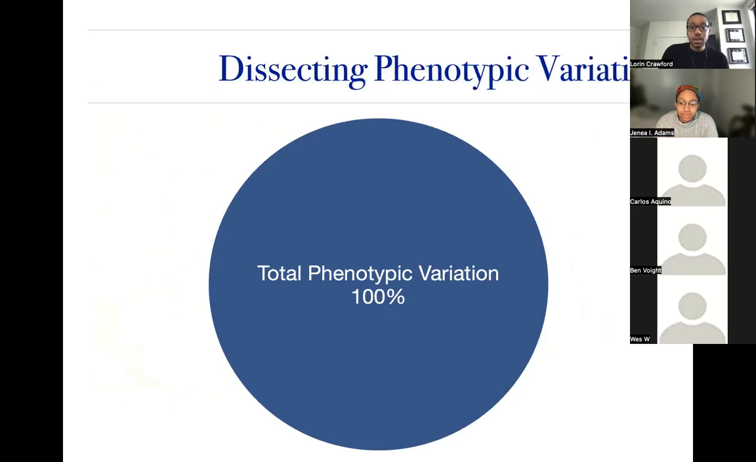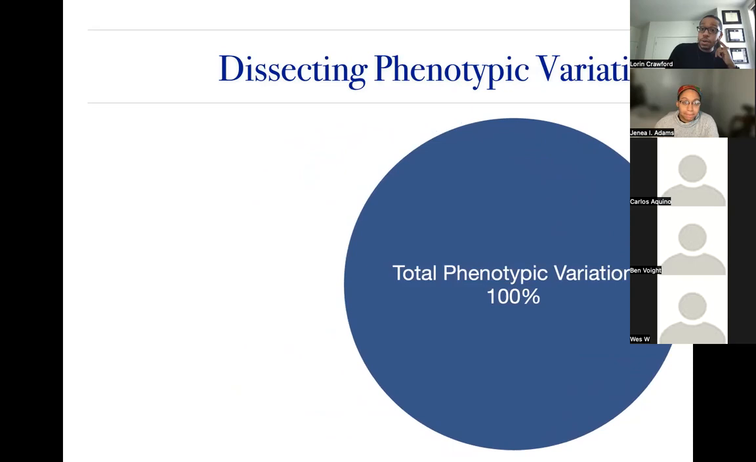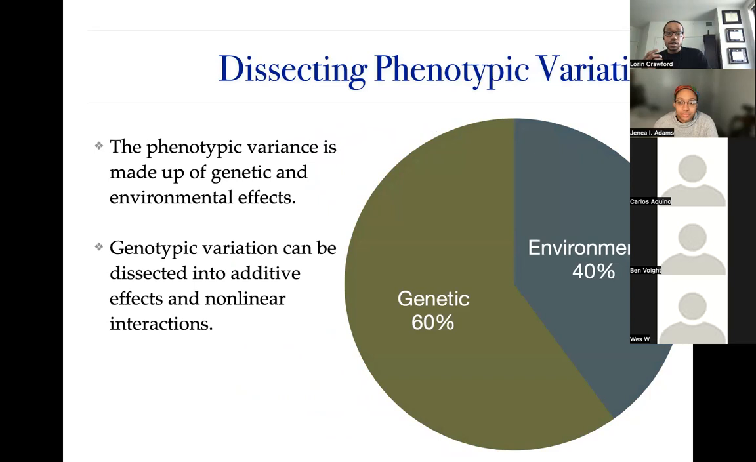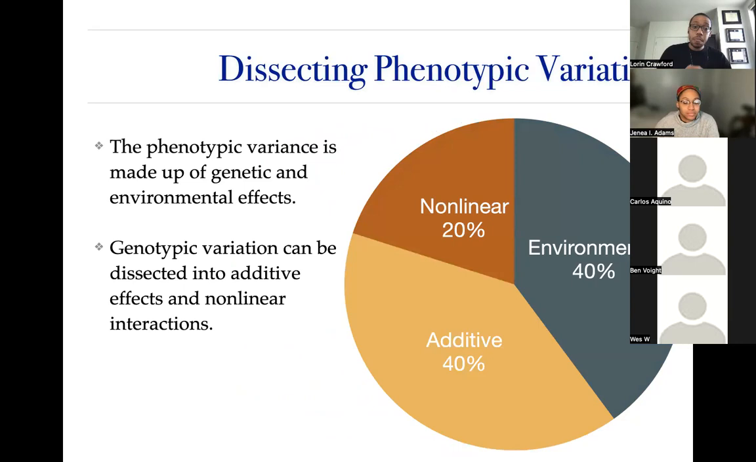A large part of this idea of modeling variation of complex traits, how I look at it, is dissecting phenotypic variation into different components. I think about phenotypic variation as being this entire pie, where that pie is made up of both genetic and environmental effects. We can break down the genetic component into things driven by additive effects, so this idea of gene A's effects plus gene B, and then nonlinear effects, so this idea of gene A times the effect of gene B, or even gene-by-environment effects. So how a gene interacts with one's environment.